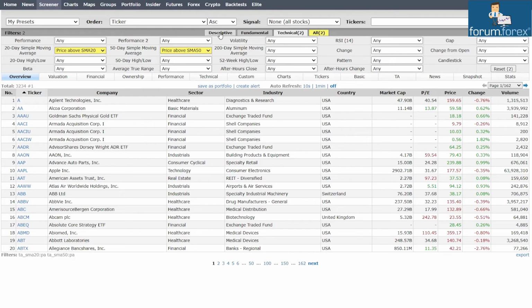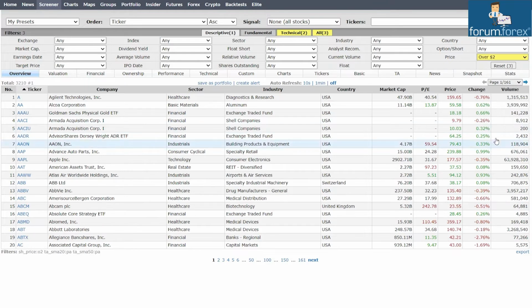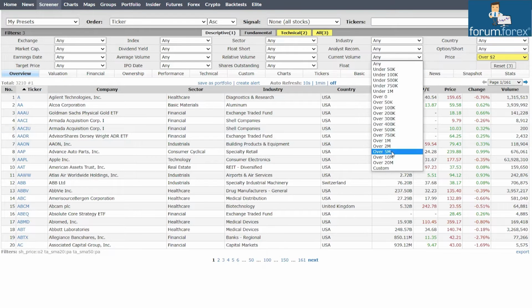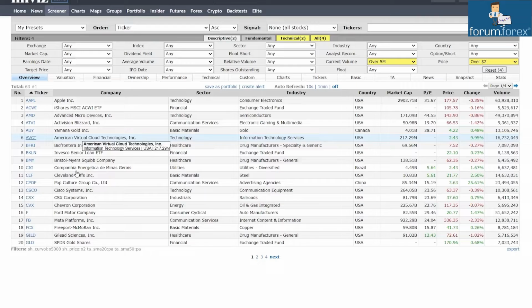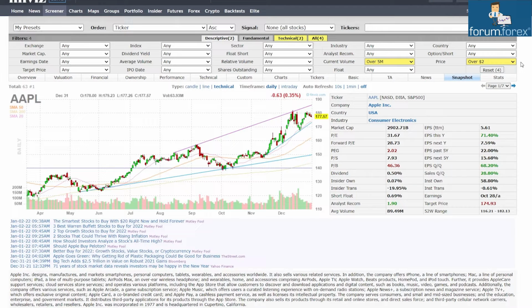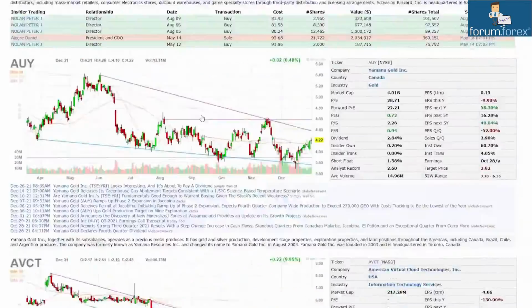The next thing we're going to do is go into descriptive and look for a price of stock over $2. I want the stock to have 5 million shares or more traded on a daily basis. The reason I want that is to make sure the stock is really liquid and I can exit pre-market or after hours if I need to. These are going to be the basic criteria, and we can see that now we have 63 stocks to look at. We could go with just this list over here, go into the snapshot and look at all the stocks that are there, and they have pretty nice setups.